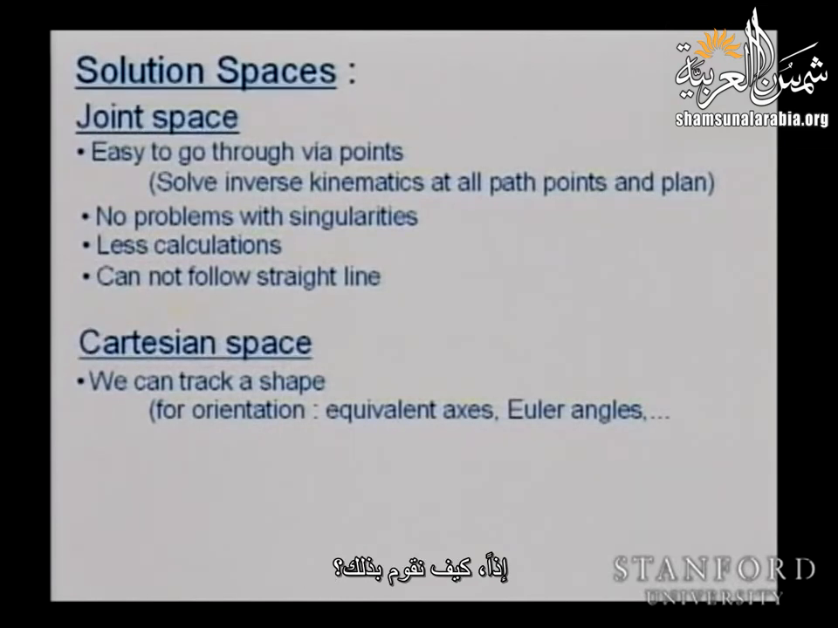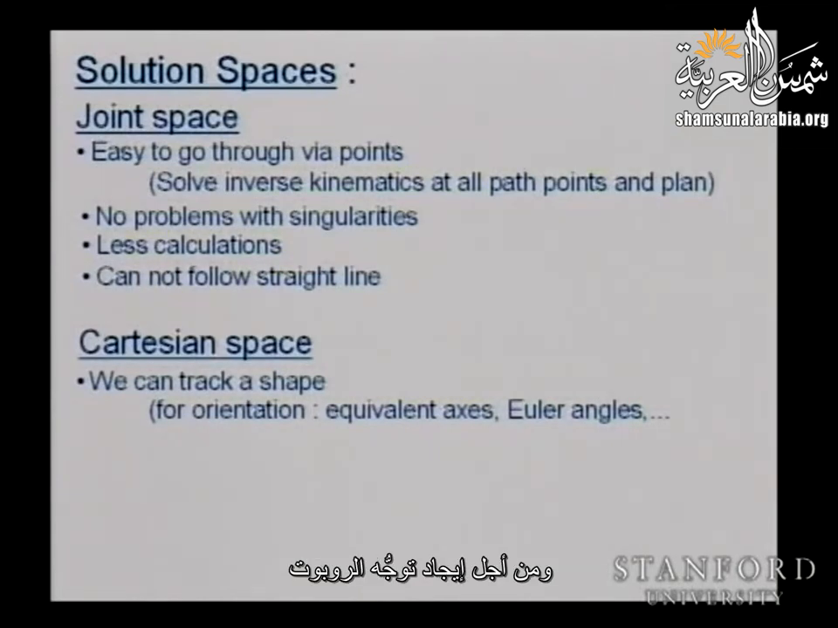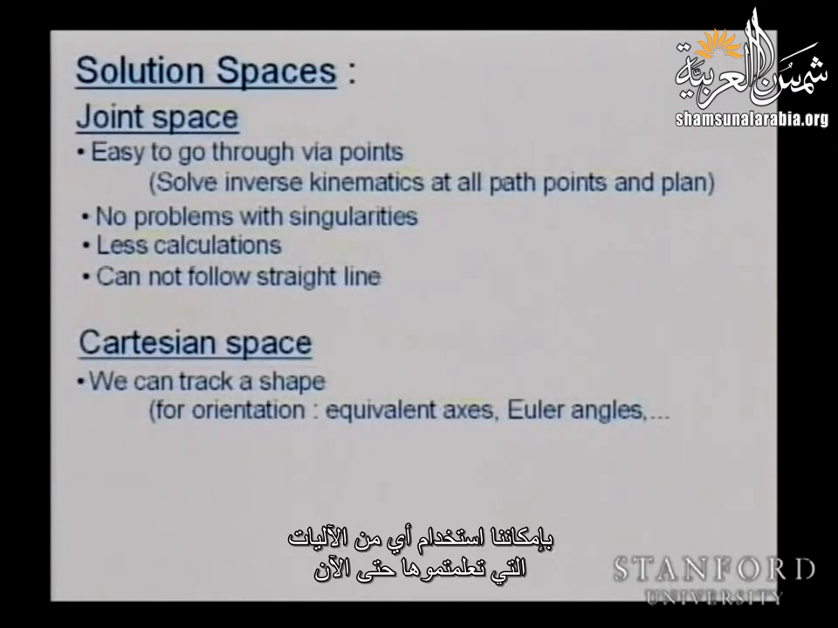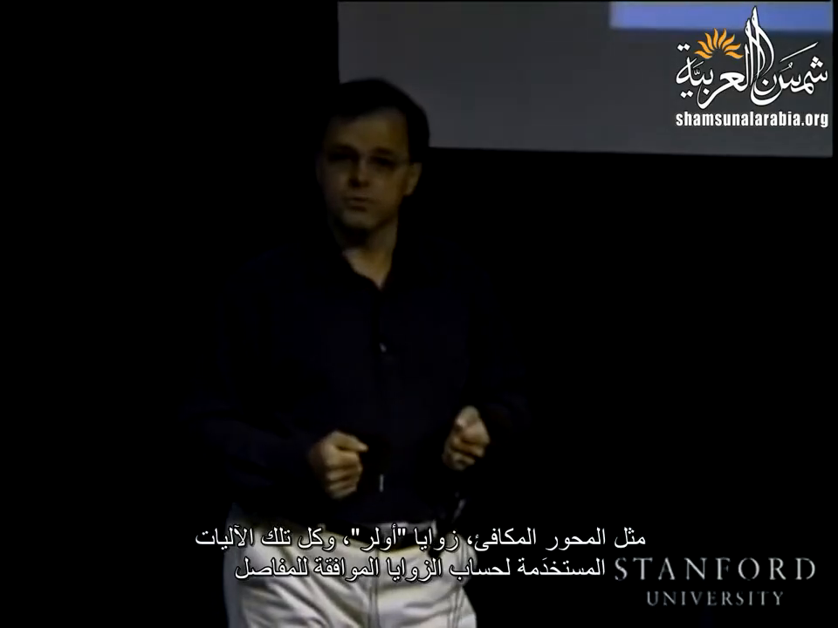If we give it a straight line to move on, it will move on a straight line, right? So how do we do that? Basically, we plan in Cartesian space using the coordinates, and then to find the orientation of the robot, we can use any of the mechanisms that you've learned so far: equivalent axis, Euler angles, all these mechanisms to compute the corresponding angles for the joints. You can use those formulas, right? So we can track a shape here.